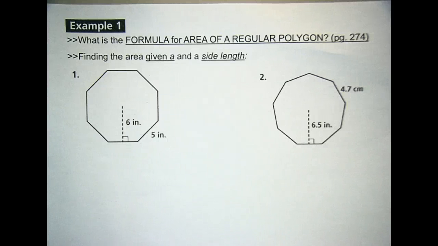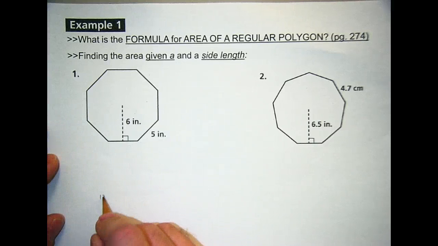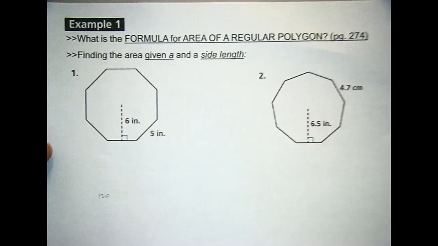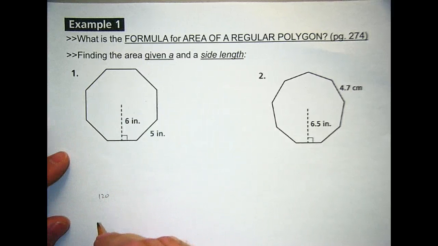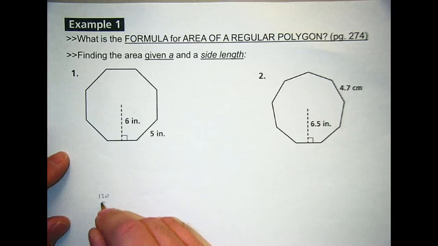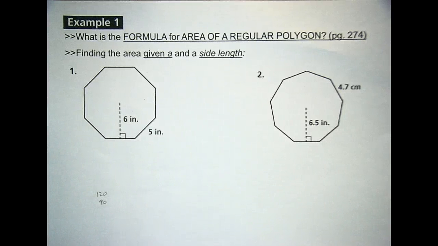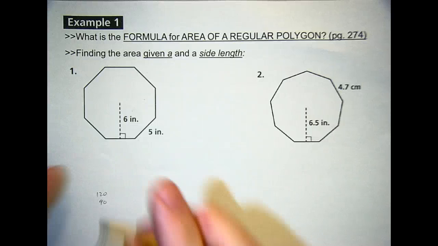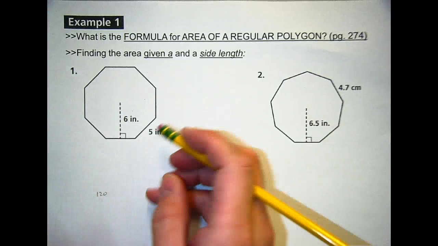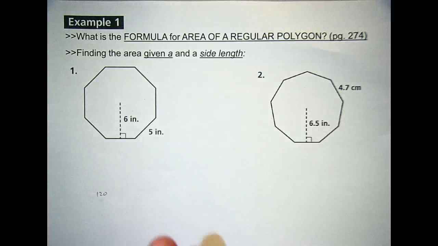All right, so it sounds like we had a lot of good talk going on. First, what did you get? Can someone give me some areas for number 1? What are some areas you came up with? 120. Anyone else? Maddie? 90? Okay. Any others? How many got 120? How many got 90? Okay, so you guys think you know why you messed up on 90. Let's check.